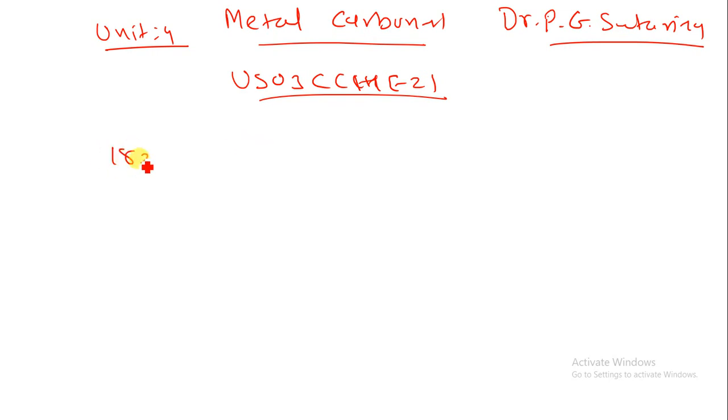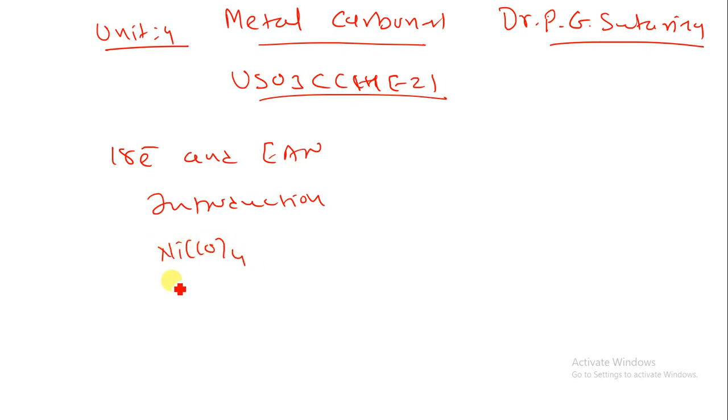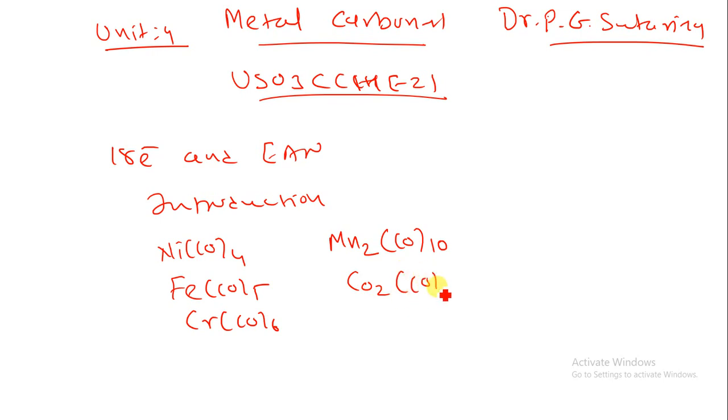So far we have studied the 18 electron rule as well as EAN, introduction of metal carbonyls, properties of metal carbonyls, then the MO diagram of the ligand CO. Then we studied different types of metal carbonyls like Ni(CO)4, Fe(CO)5, then Cr(CO)6, then dinuclear metal carbonyls, that is Mn2(CO)10 and Co2(CO)8. So now in today's lecture we will be studying Fe2(CO)9.